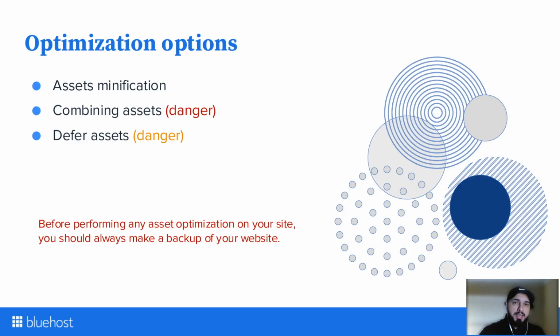So to optimize the HTML, CSS, and JavaScript, there are a few different methods and options. We have asset minification, we have combining assets, and we have deferring of assets. I would say combining and deferring might require a lot of testing, but with any of those, you should always take a backup of your website, because especially if you're doing combining, a few things might not be reversible.